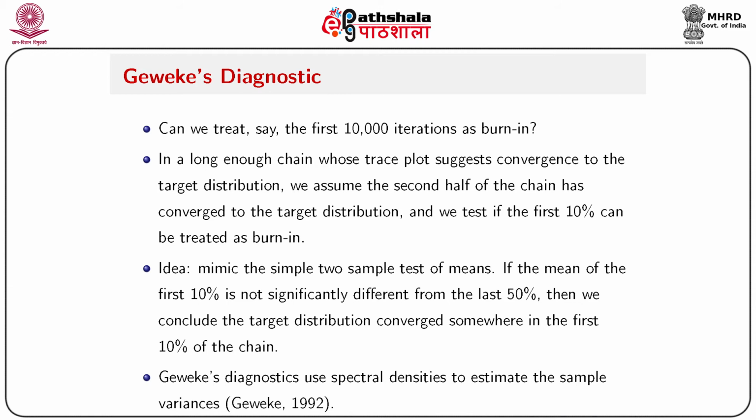In a long enough chain whose trace plot suggests convergence to the target distribution, we assume that the second half of the chain has converged to the target distribution, and we test if the first 10% can be treated as burn-in. The idea is to mimic the two-sample test of means. If the mean of the first 10% is not significantly different from the last 50%, then we conclude the target distribution converges somewhere in the first 10% of the chain. Then the Geweke diagnostic uses a spectral density to estimate the sample variance.